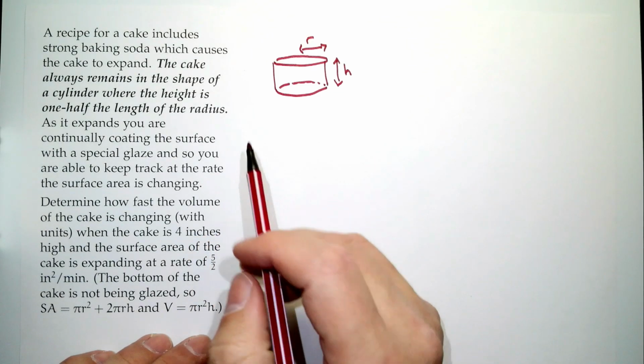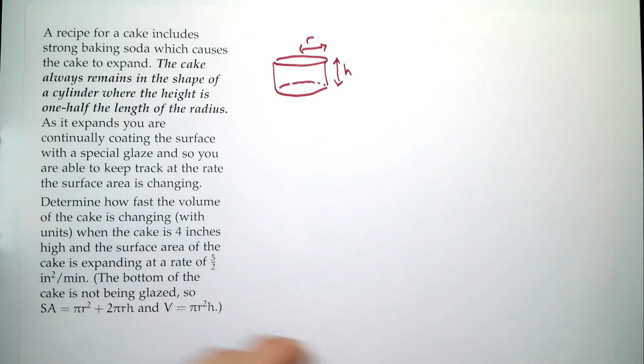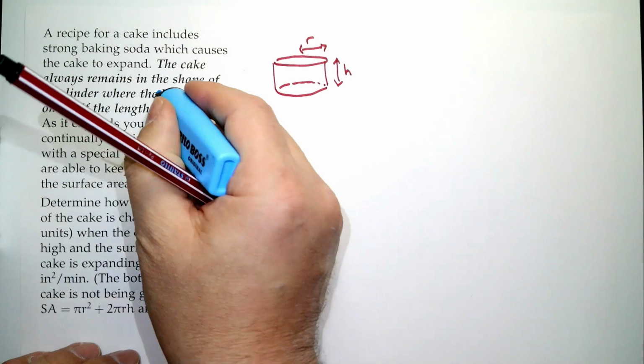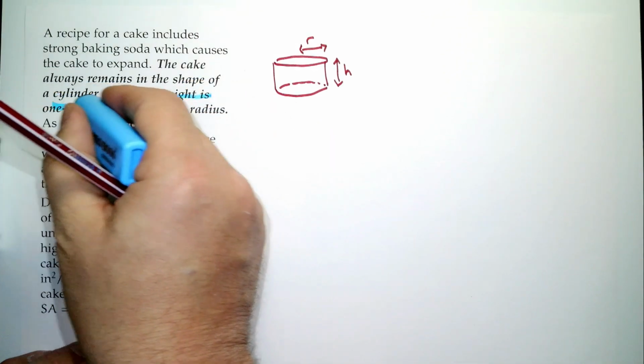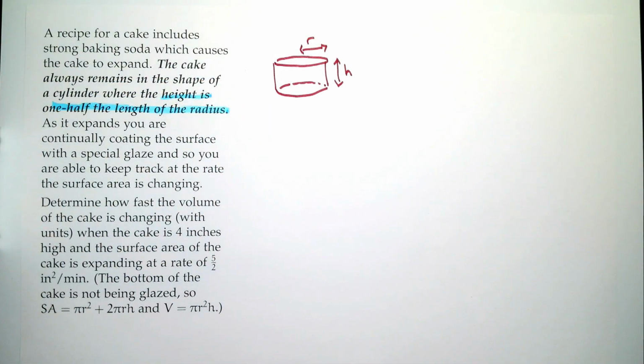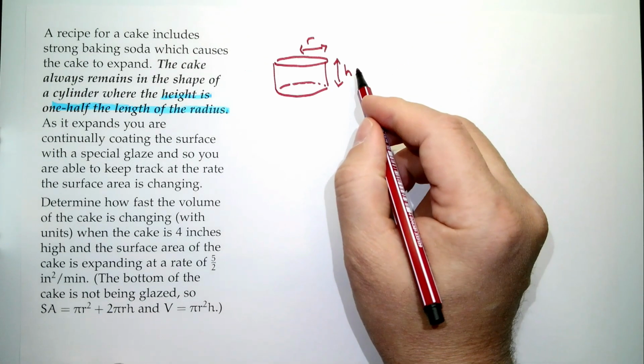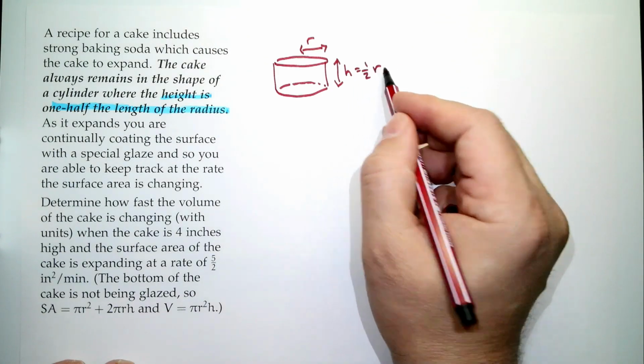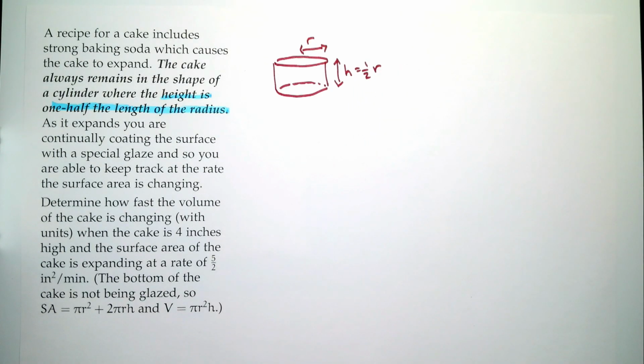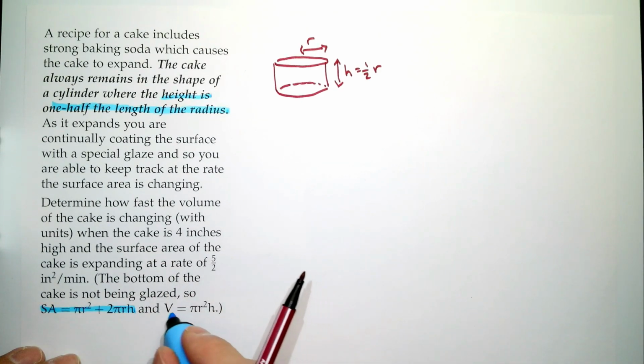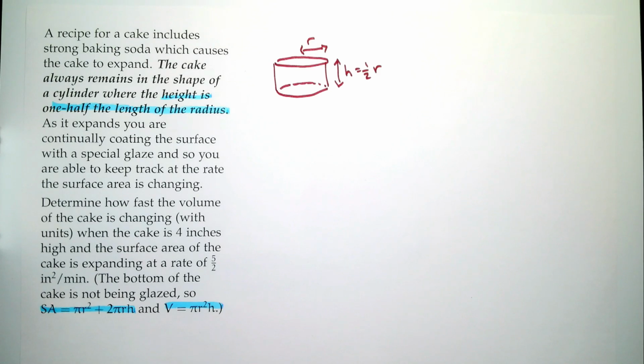So there's a couple things to note. So what do we have? Well, let's highlight some things which are important for us to take note of. So we're told that the height is 1/2 the radius. So we can replace the height here by 1/2 the radius. So that's good to know. We're also told some equations, so let's look at those. Surface area and volume. And since we know the height in terms of the radius, we can write everything in terms of the radius.